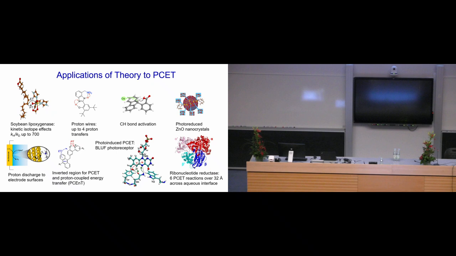We've also studied photoinduced PCET in the BLUF photoreceptor, which is relevant to optogenetics, and to ribonucleotide reductase, which is essential for DNA synthesis. So in our applications of PCET to these systems, we found that treating the transferring hydrogen nucleus quantum mechanically and including hydrogen tunneling, excited vibronic states, and non-Born-Oppenheimer effects is absolutely essential to being able to reproduce experimental data and understand what it all means.